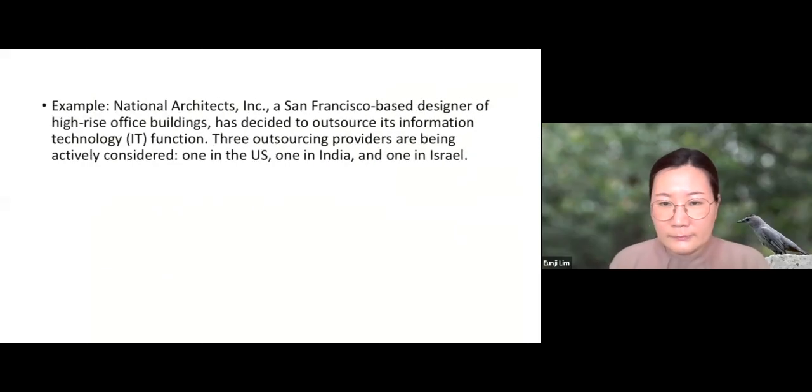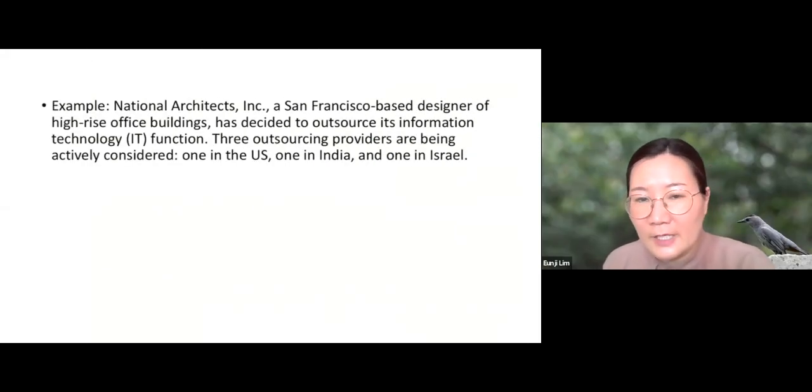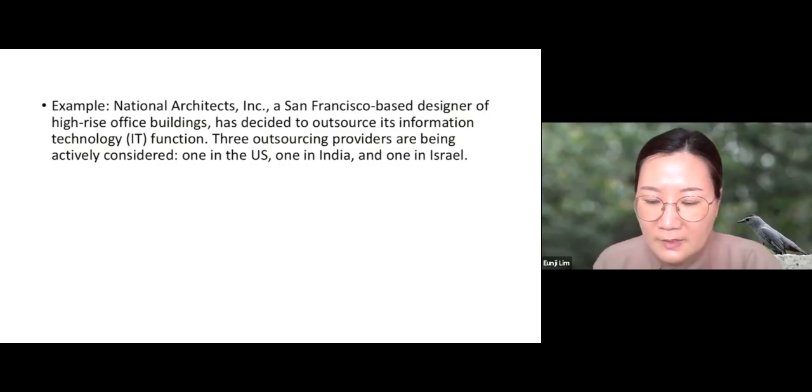So let's try another example. National Architects, a San Francisco-based designer of high-rise office buildings, has decided to outsource its information technology function. Three outsourcing providers are being actively considered, one in the United States, one in India, and one in Israel.